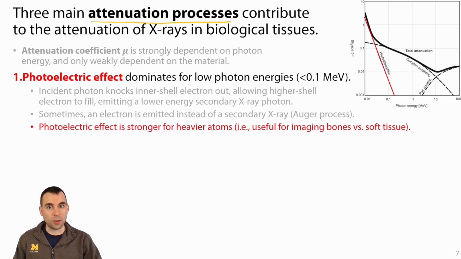First, the photoelectric effect, which is when photons are interacting with electrons within the material itself. And this photoelectric effect dominates for low energy X-rays as they pass through a material. Essentially, this means that the photoelectric effect is very useful for imaging heavy objects versus light objects, like bones versus soft tissue.